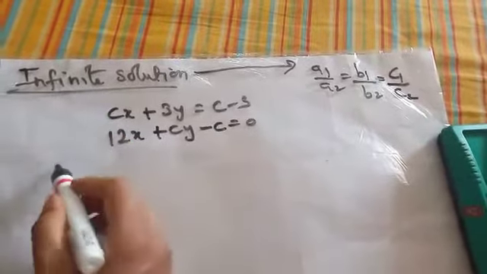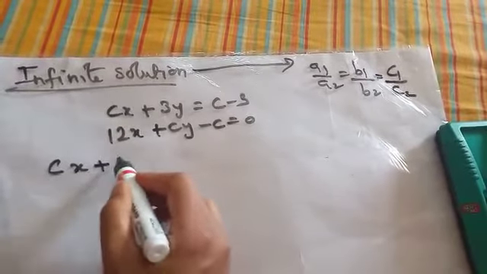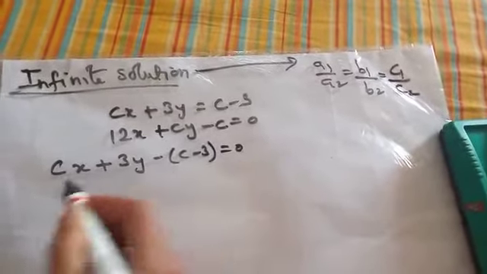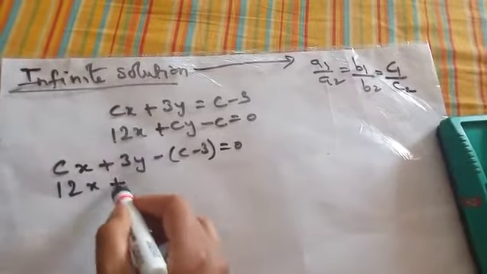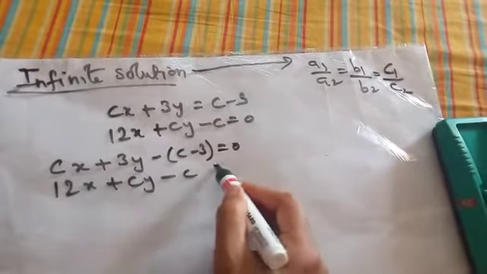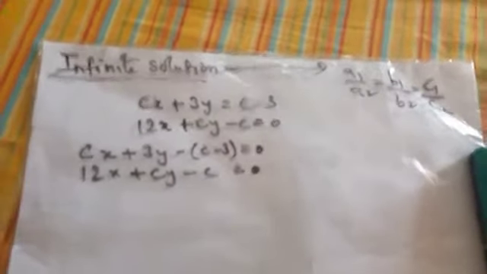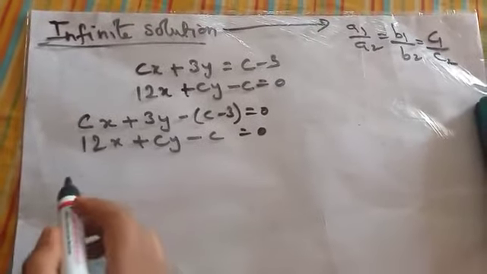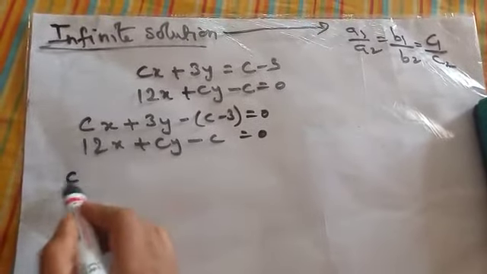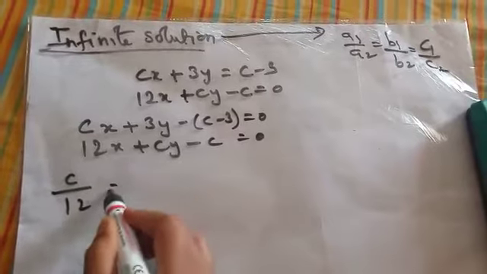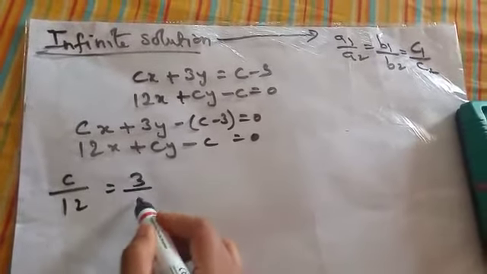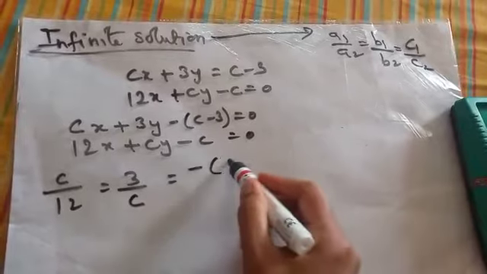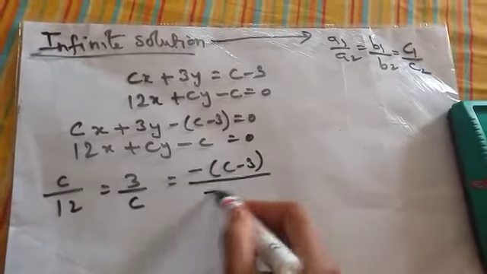That means we write the first equation as cx + 3y - c - 3 = 0, and the second one remains as it is, because in it the constant is on the left and the right-hand side is equal to 0. Now see, I have to write a1 by a2. So a1 by a2 is c upon 12, which is equal to 3 by c, b1 by b2, is equal to c1 by c2. c1 is -(c - 3) upon -(c).